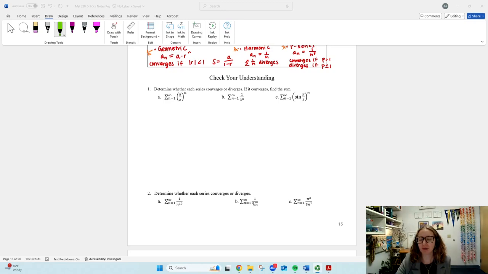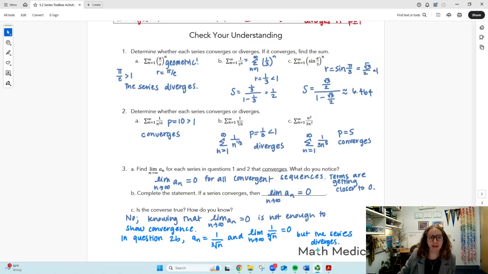Okay, y'all, today we're going to start out looking at this check your understanding, which my in-class students have already done. I'm going to go ahead and pull up the answer key for us to take a look at it. Something that all of the A, B, and C for the first problem have in common is they're all geometric, so we can figure out what they are converging to if our R value is less than 1. On the first one, our R value is actually greater than 1.